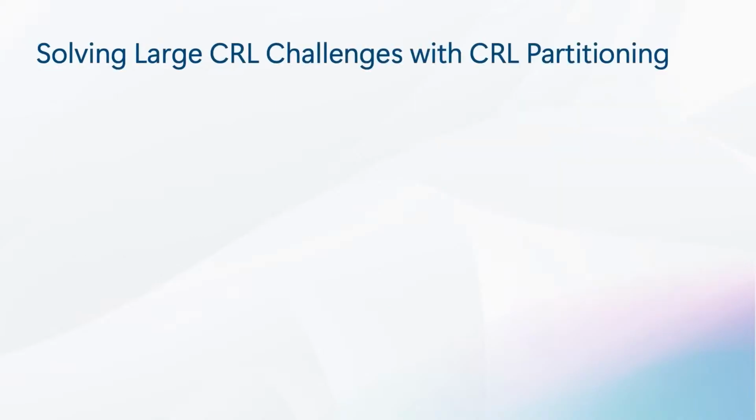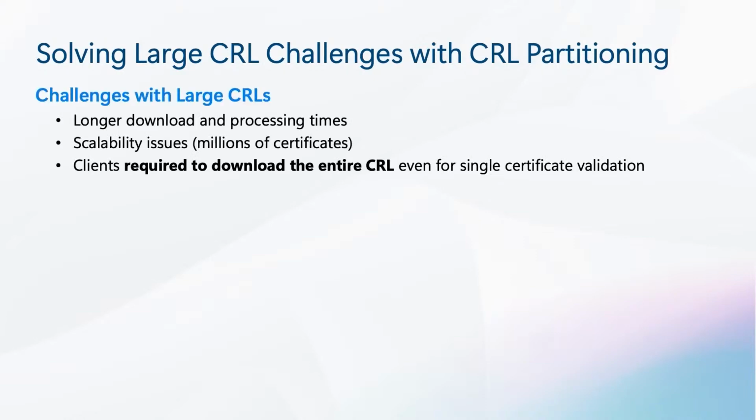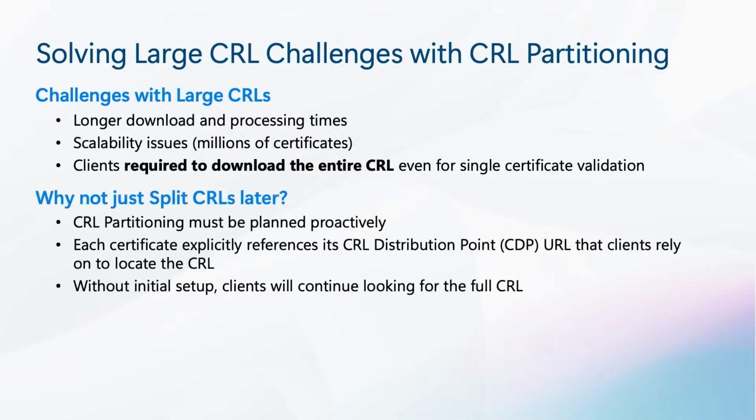Now, while we have these 2 different types of CRLs, there's a big challenge with having large CRLs once a number of certificates start getting revoked. These result in critical scalability challenges, which impact download speeds and slow down our certificate validations. Even to check one certificate's validity, the client machine has to download the entire CRL. And to make matters trickier, you cannot introduce CRL splitting after certificates have been issued. So this demands careful, proactive planning.